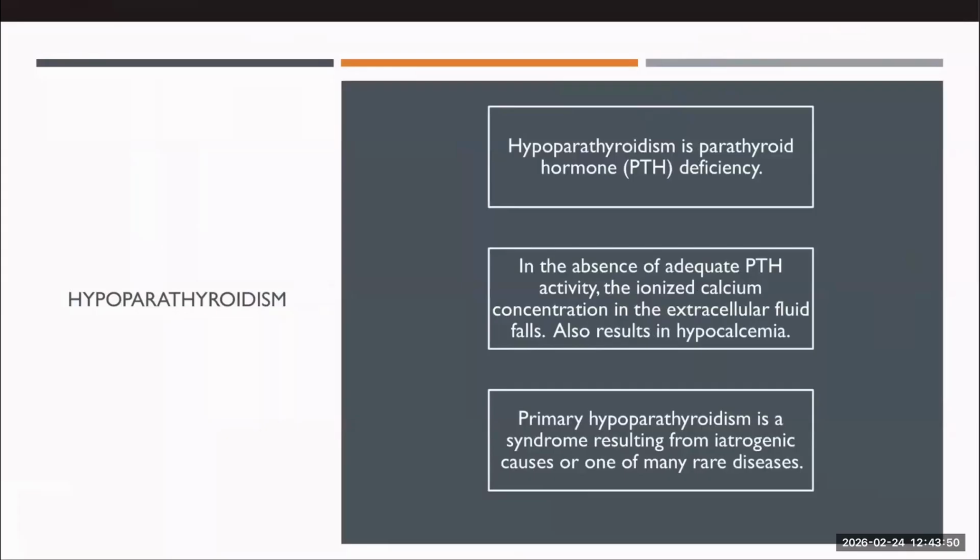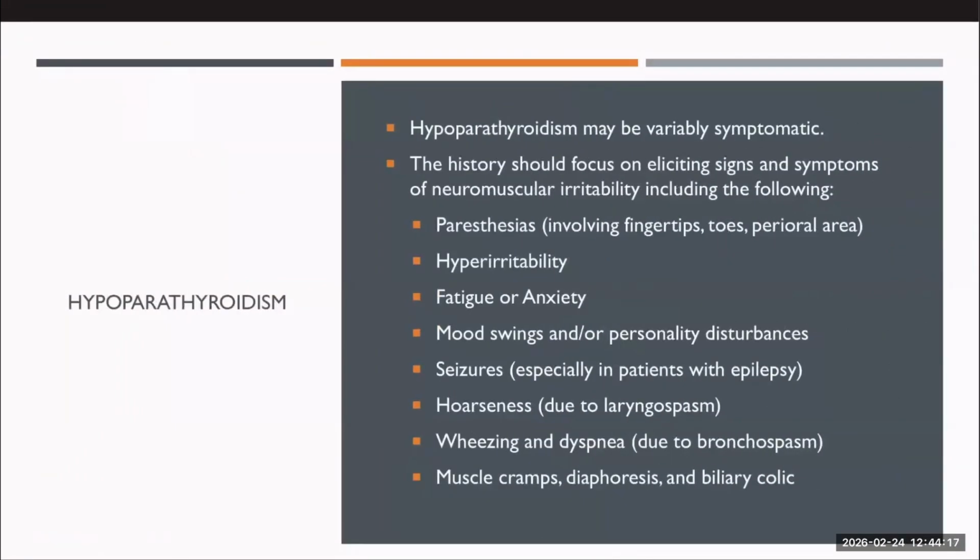Okay. That's hyperparathyroid. Now moving on to low, insufficient parathyroid hormone. In the absence of adequate PTH activity, ionized calcium concentration will fall, and they're going to get hypocalcemia. Primary hypoparathyroidism is usually iatrogenic or caused by some underlying diseases. They're going to be variably symptomatic.